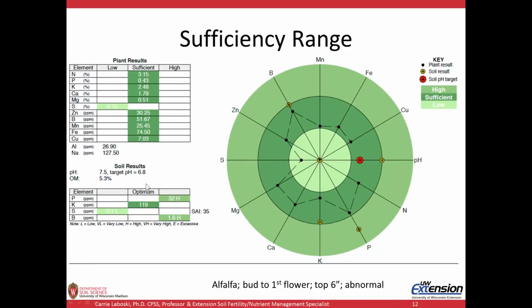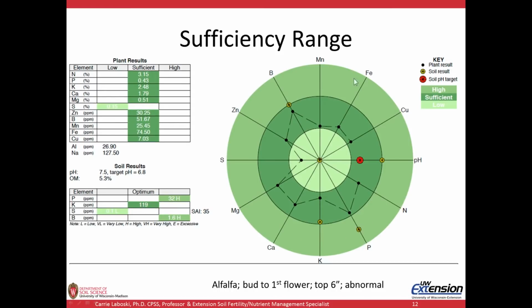This particular sample was submitted with an analogous soil sample as well, which is what I really suggest for plant analysis when you're trying to diagnose what's going on: you have a plant plus soil. And so this is just the results of the soil test in that area. And you can see that sulfur was considered low on the soil test, and P and boron were high, potassium was in the optimum range.